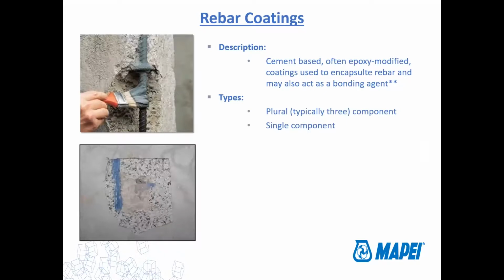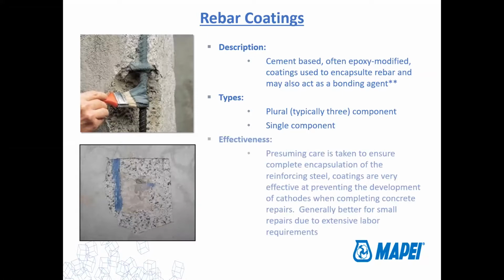There's rebar coatings. These work similar to anodes. The idea really is the same. They're typically cement-based, often epoxy modified coatings that just encapsulate the rebar. They're also used sometimes as bonding agents. There's two different types, plural component and single component. More historically, the plural component were the ones that were being used.